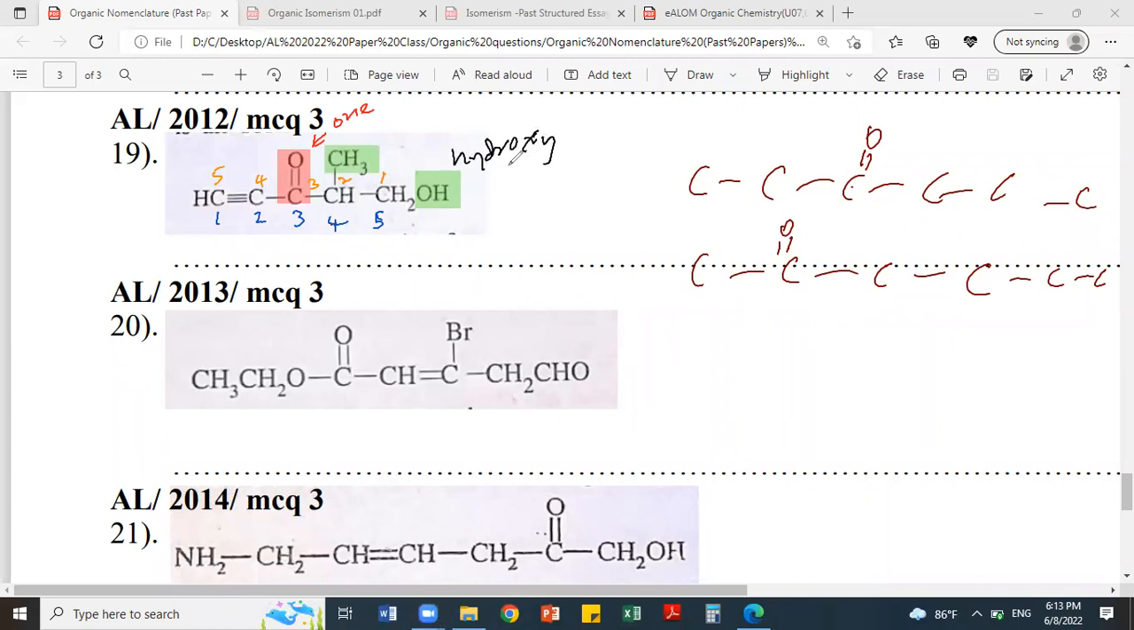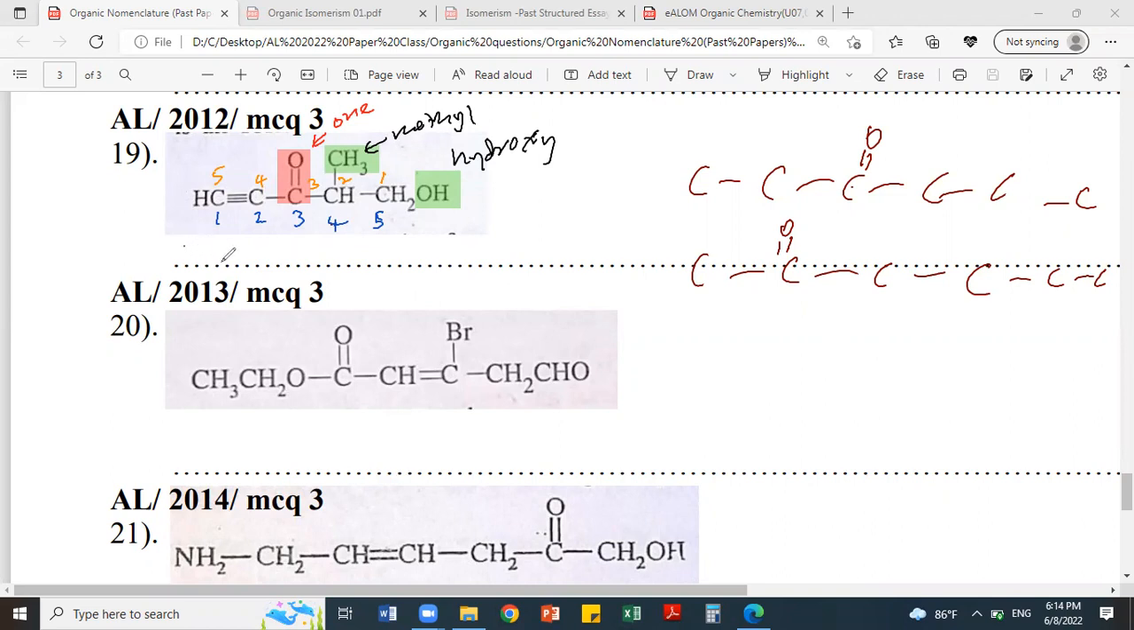This is hydroxy. This is methyl. Right. Now, the 19th one, you write 5. What should come first? Hydroxy or methyl? Alphabetical order. All the side groups you write at the beginning of the name according to the alphabetical order. What should come first?